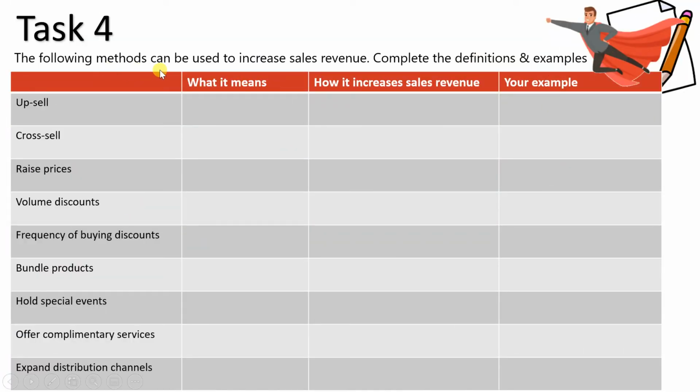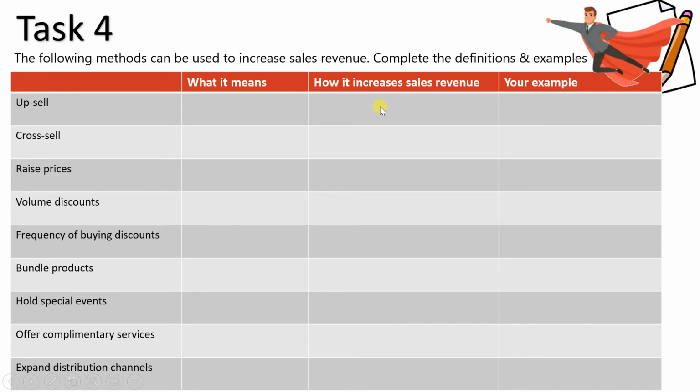Task 4. The following methods can be used to increase sales revenue. Your job is to complete the definitions and give examples. So for example, upselling. Upselling is when you go in to, say, buy a mobile phone, and how many times have you come up with accessories and a few more things, and a mobile phone case and an extra charger and maybe Bluetooth speakers. So that's an example of upselling.